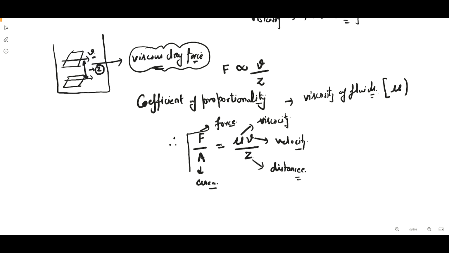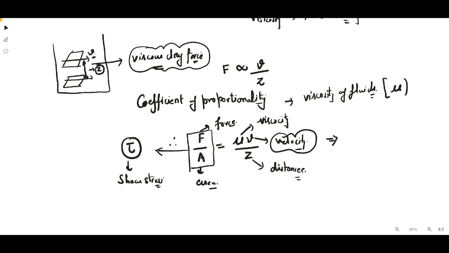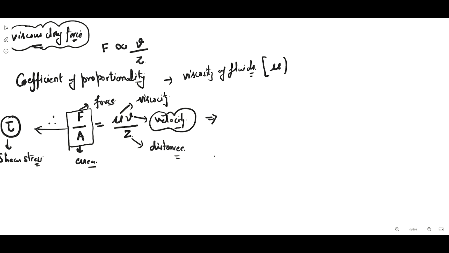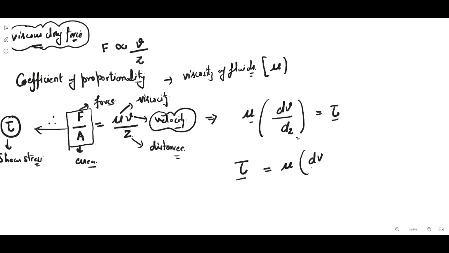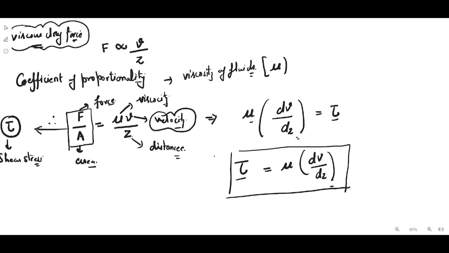F divided by A is also known as tau, or shear stress. But this velocity varies from fluid to fluid, so the equation is expressed in terms of the velocity gradient or shear rate, the change of velocity with distance. So your final viscosity equation is: tau is equal to mu times the velocity gradient.